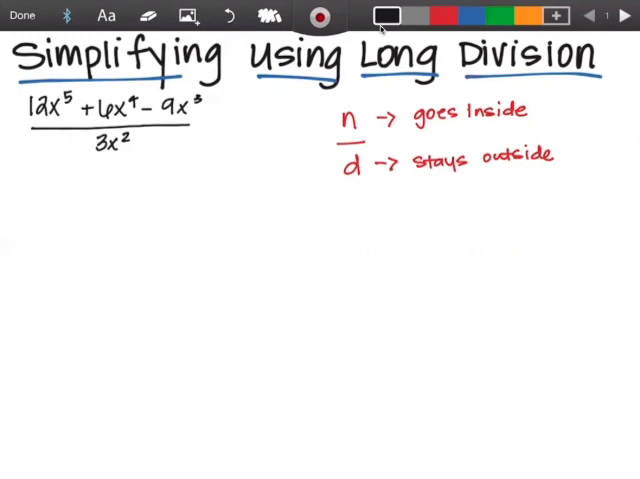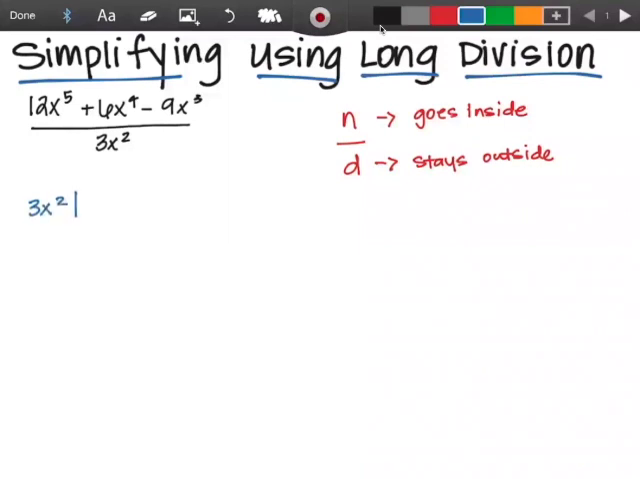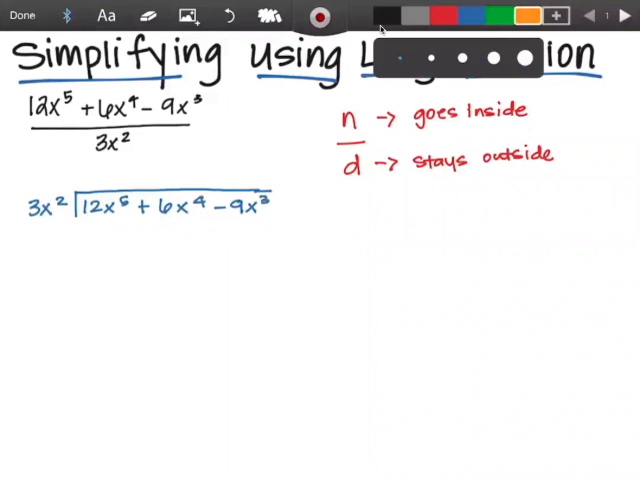denominator stays outside. So what I mean is the denominator is 3x squared, and it's going to go outside of this house right here. Okay. And the numerator is 12x to the fifth power plus 6x to the fourth power minus 9x to the third. All right. And just like we would with any long division, we're going to start with the first term. All right. And we are going to divide it. So 3 goes into 12 4 times.